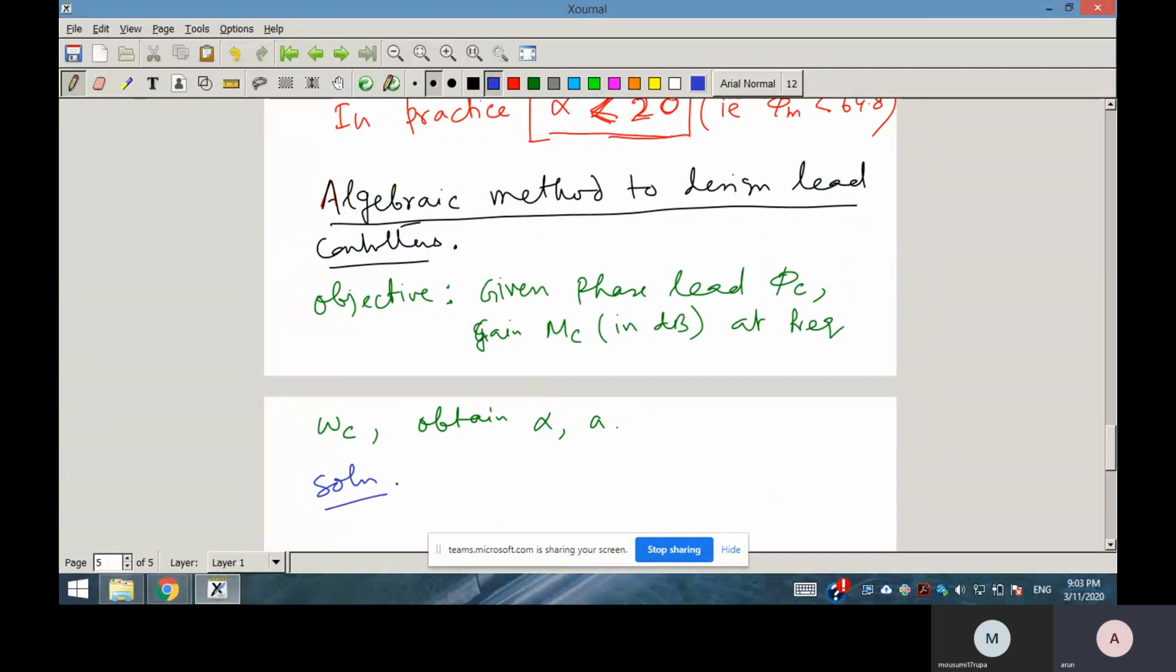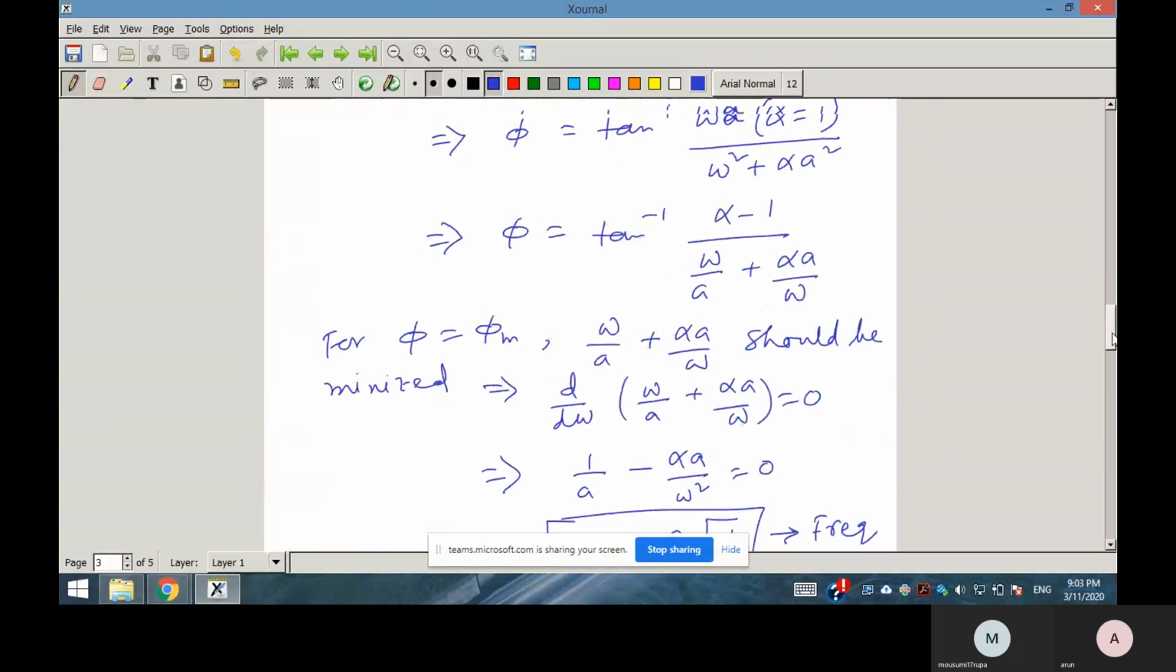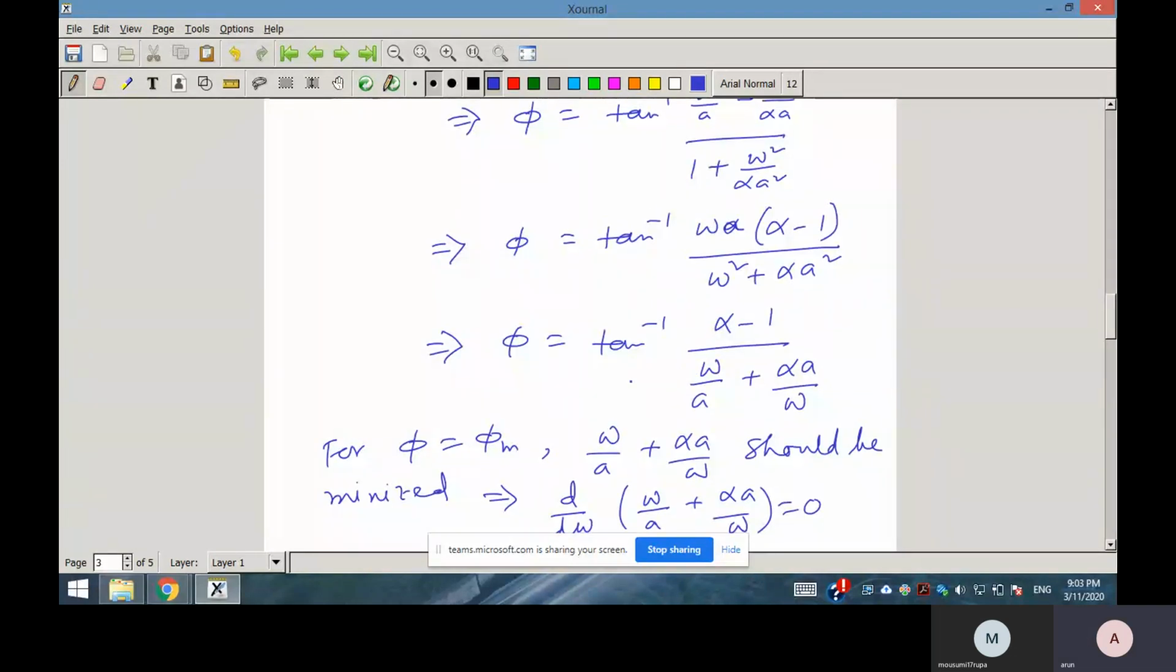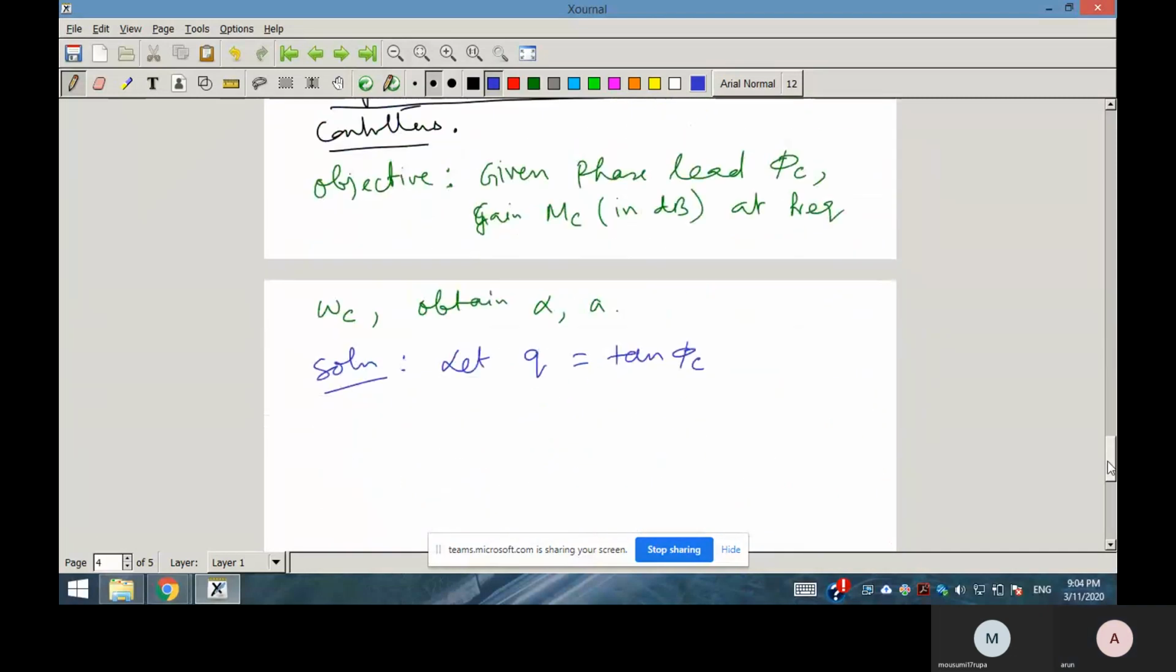So now, what is the solution? This method is very important, the algebraic method. Let Q equal tan of phi c. Phi c we have already obtained. So tan of phi c is omega into A into alpha minus 1, divided by omega square plus alpha square.